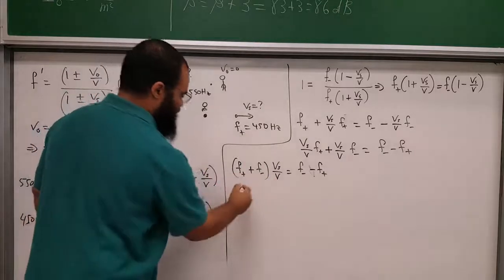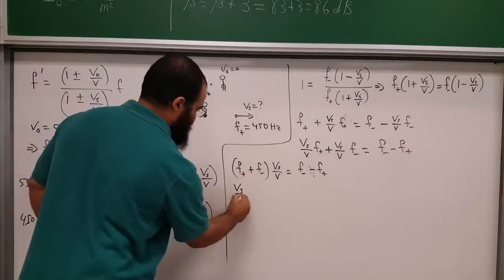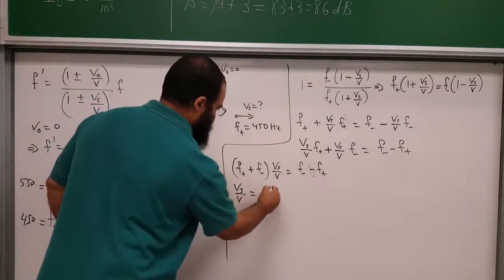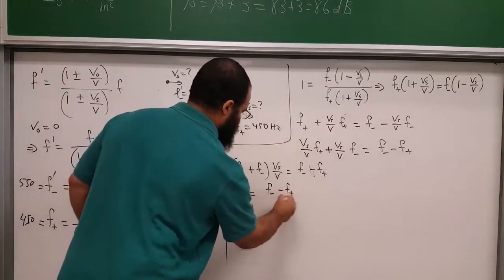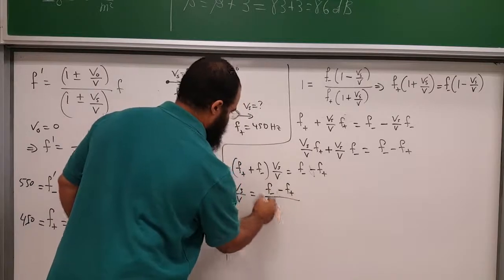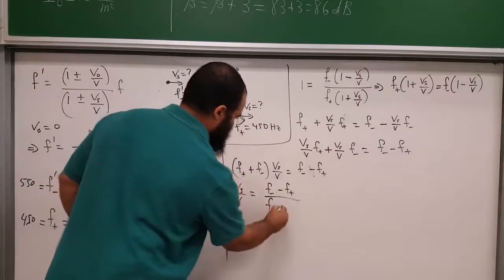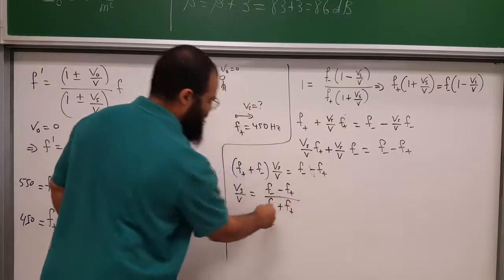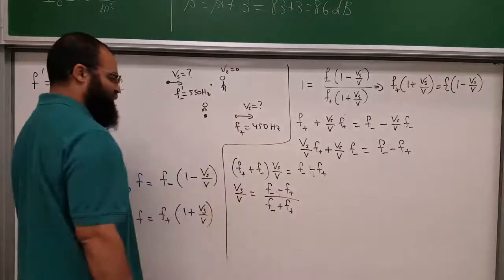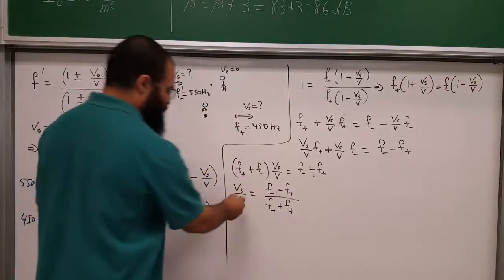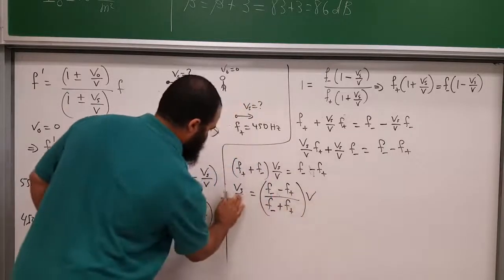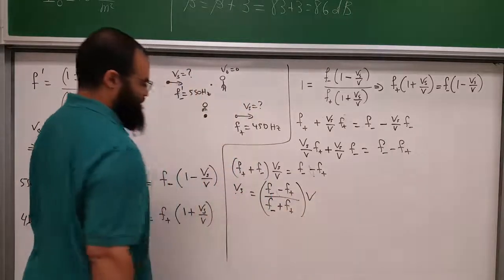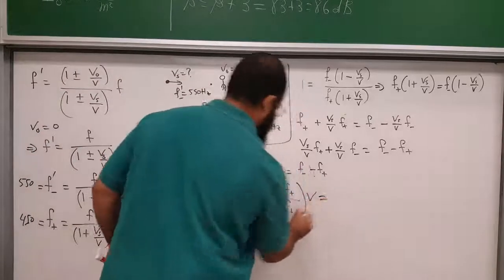Divide both sides by this, so you get Vs over V will equal F minus minus F plus divided by F minus plus F plus. Same thing, F plus plus F minus, or F minus plus F plus. Same thing. And then multiply both sides by V, so that V goes away. And you get this. So let's try to calculate it.